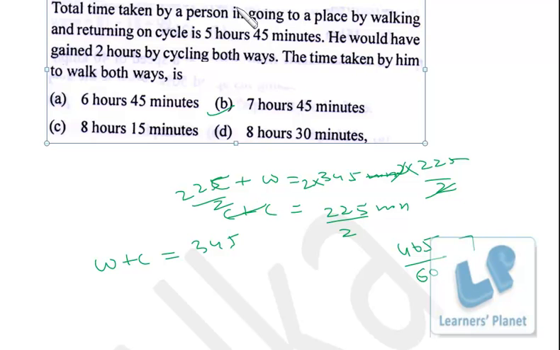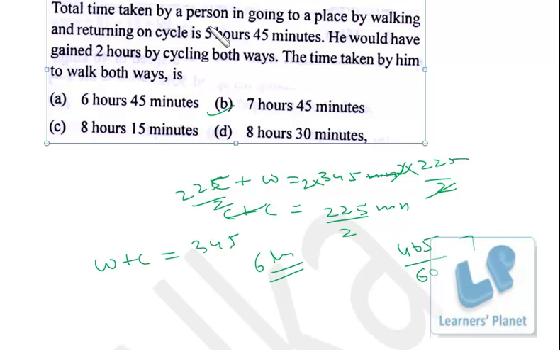And if the data is simple, like instead of 5 hours 45 minutes, if it had been 6 hours suppose, then you don't even need the paperwork, right? If it is 6 hours, then in the other case cycling plus cycling will be 4 hours because he is saving 2 hours. So two-way cycling is 4 hours, that means one-way cycling is 2 hours, right? And one-way cycling is 2 hours, that means one-way walking is 4 hours. So one-way walking is 4 hours, so two-way walking is 8 hours, right?